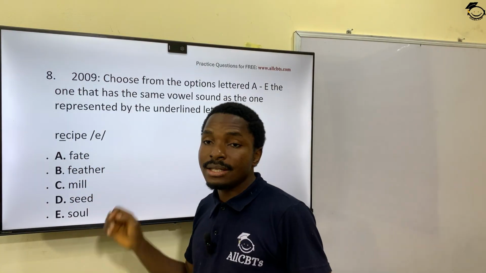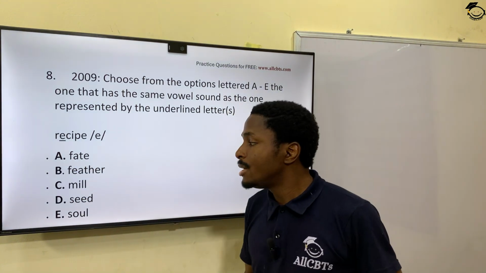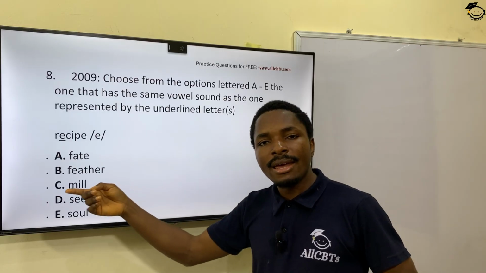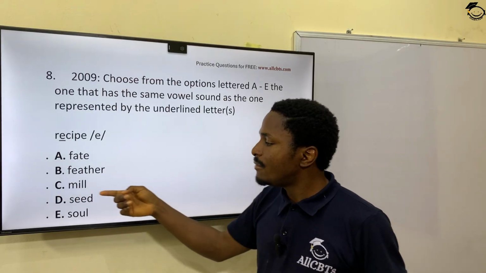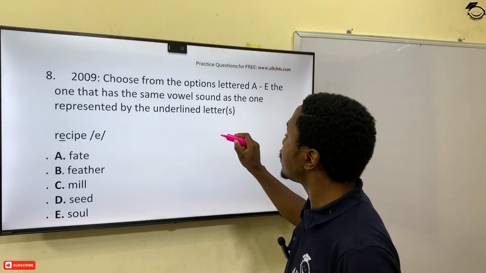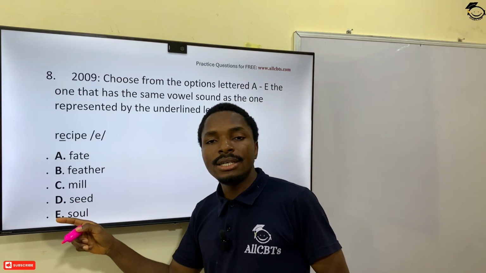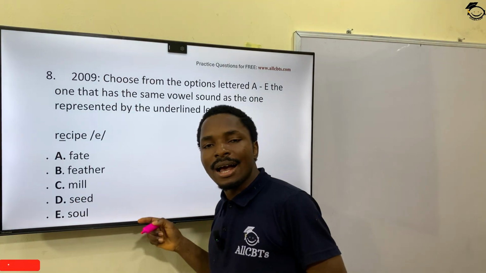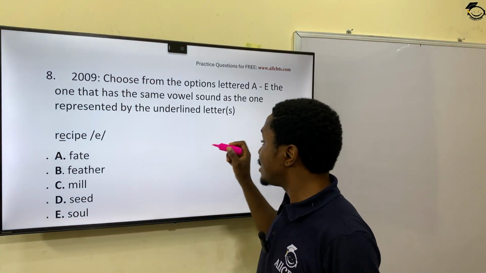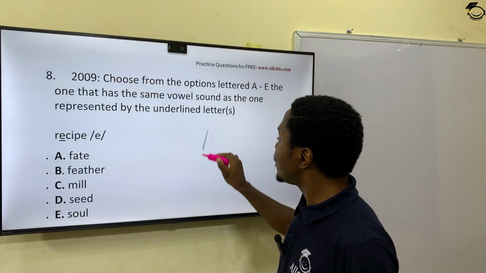You have faith, A sound. The vowel sound is A, faith. Then you have feather, E, feather. And then you have E. This one has the E sound. That's the short I sound. Then you have the seed, E, long I sound. And then that's long I. Okay, sorry, this is short I.